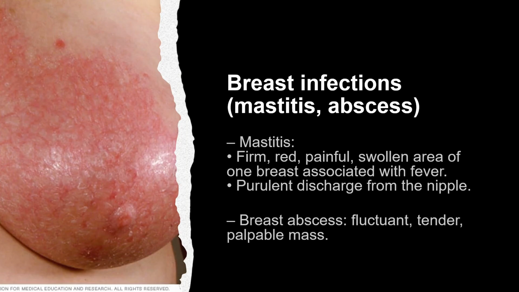Another condition is mastitis and abscess. For mastitis, the clinical features include a firm, red, painful, swollen area of one breast associated with fever. There is purulent discharge from the nipple. On the other hand, breast abscess includes a fluctuant, tender, and palpable mass.